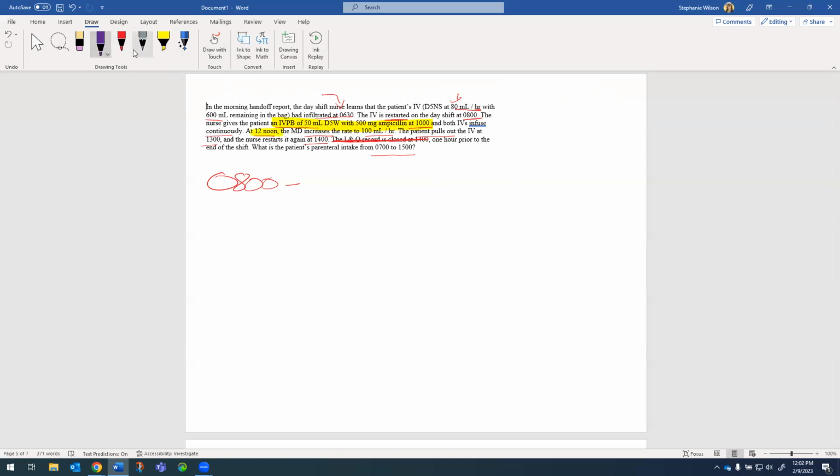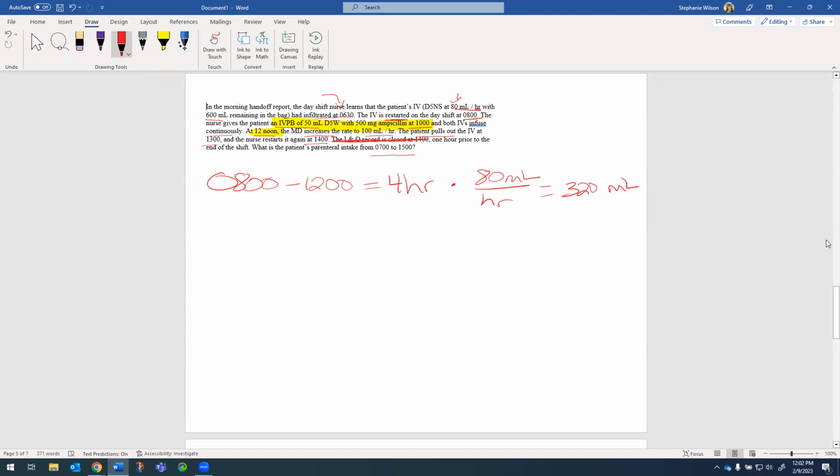So from 8 a.m. to noon, right, 1200, we're going to calculate 9, 10, 11, 12, right? That's 4 hours. And we're going to multiply it by the 80 milliliters per hour. So we're going to say 80 times that 4 gives me 320 milliliters.